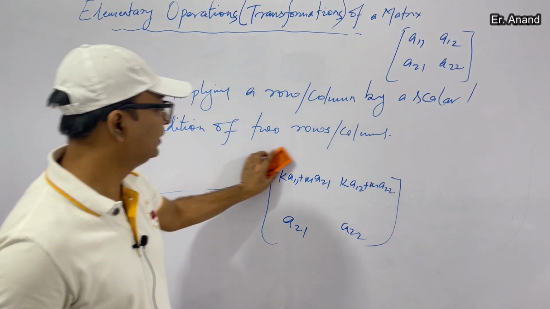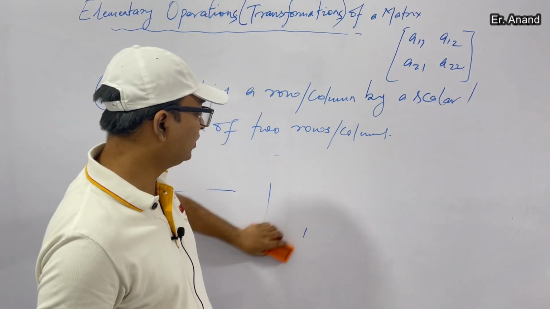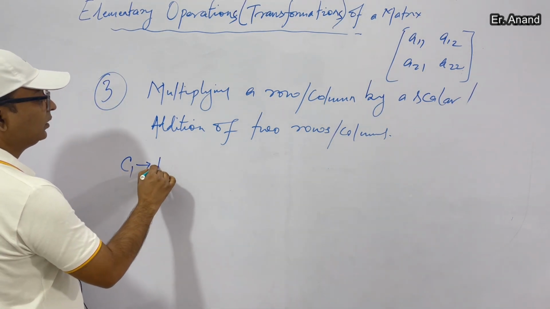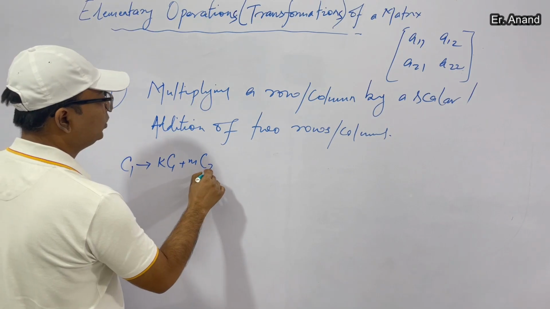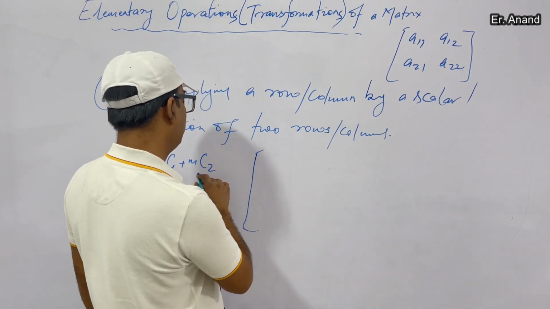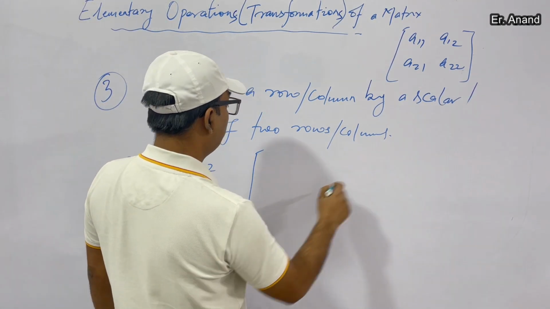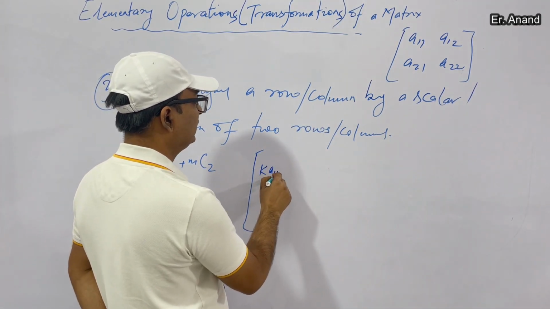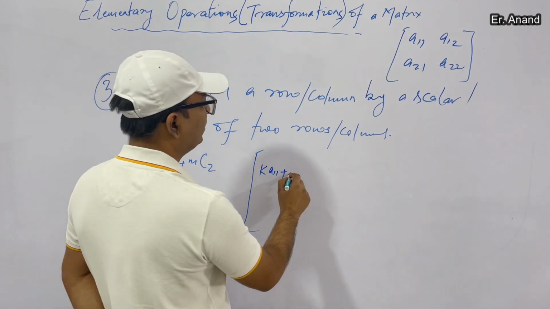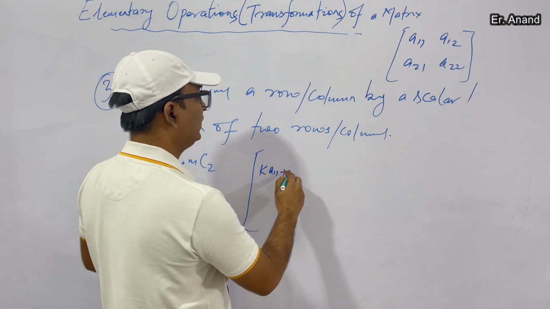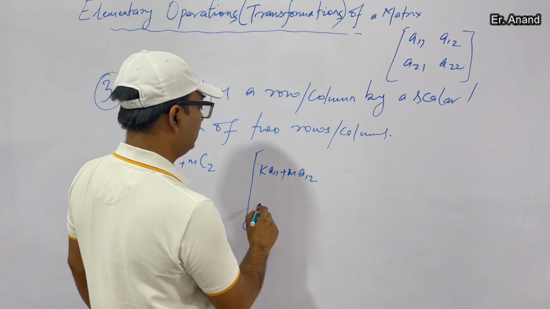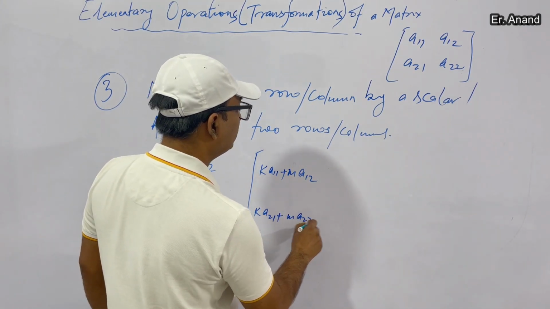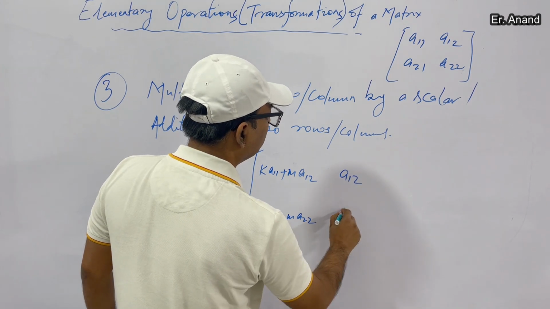Or the sixth operation is the same thing you can do on a column. Let's say the operation is done on column 1. Now kC1 plus mC2. So what will we have? Column 2 will remain the same, that is A12, A22. And here what we get? kC1, that is kA11, plus mC2, m into A12, and this becomes kA21 plus m into A22. This column remains the same, A12, A22.